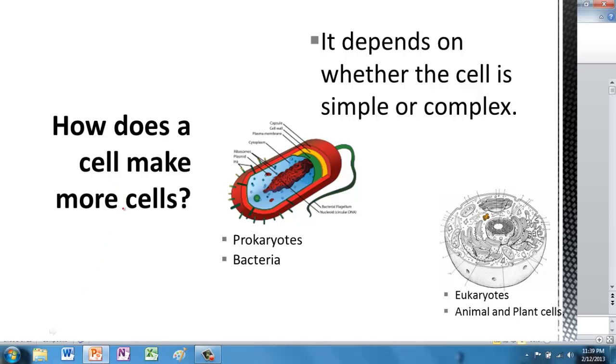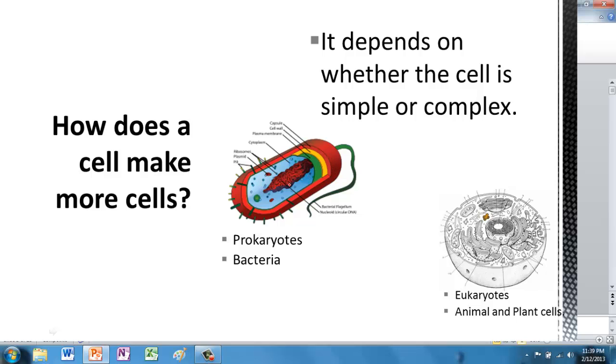So how does a cell make more cells? Well, it depends on whether the cell is simple or complex. Simple cells are prokaryotes. That's what we call them, prokaryotes. And bacteria is an example of a prokaryotic cell. It's very simple. It's a single cell. It's a living thing that can grow and reproduce on its own.